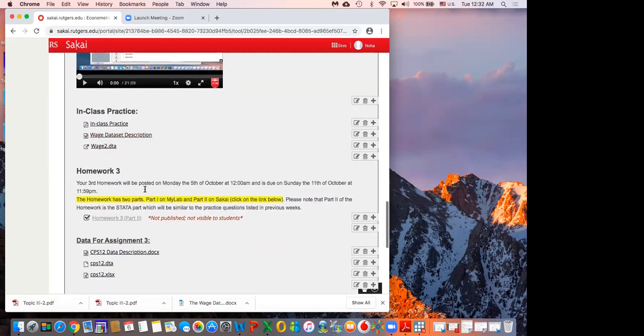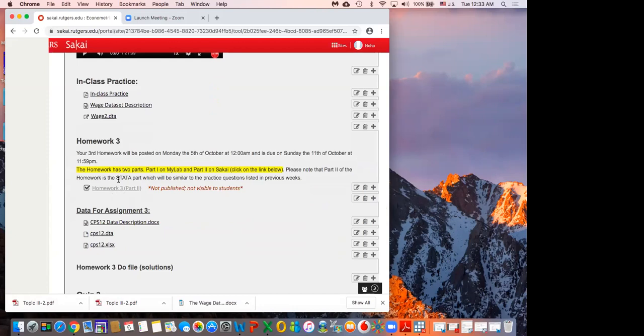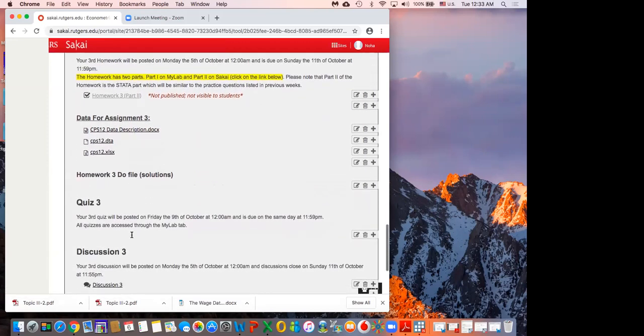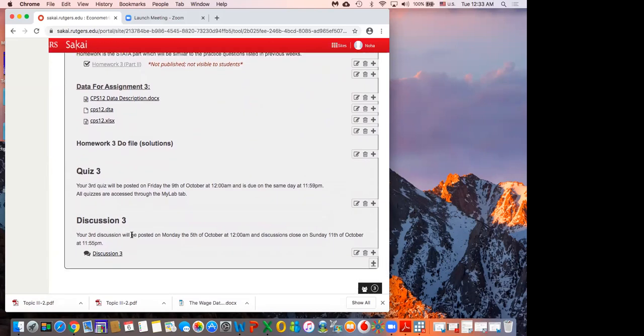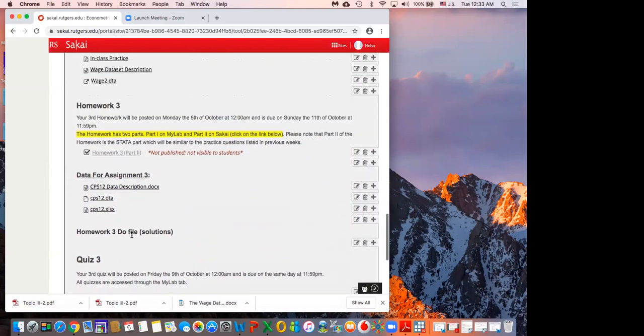By the end of the day, I should be posting the link for the Stata part. These are the data DTA file, the Excel file, and the data description for the homework. And remember, you also have a discussion for this week.